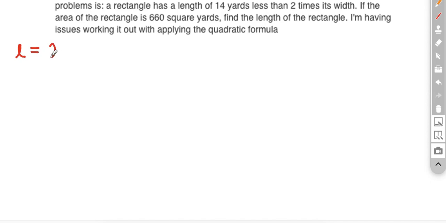So let's do 2 times the width, we'll call it W, and it's 14 yards less than 2 times its width. So that's going to be our length, and we know that our width, we're just going to call it W, and we know that the area of a rectangle is length times width, and that equals the area.